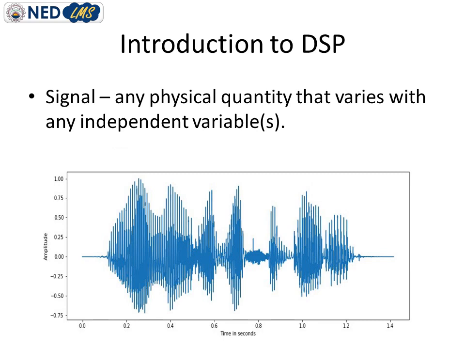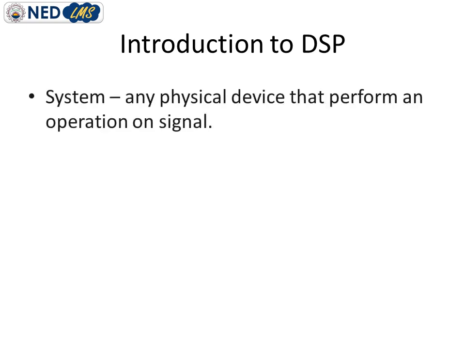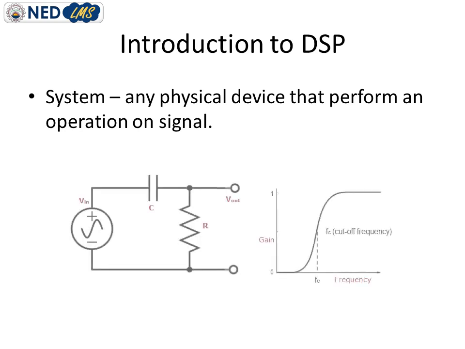System. You may define a system as a combination of different circuit elements arranged in a particular manner to perform a specific operation or a specific task. So a system is any physical device that performs an operation on the input signal. Here you can see that we have a circuit arranged in a specific pattern to perform a specific task.